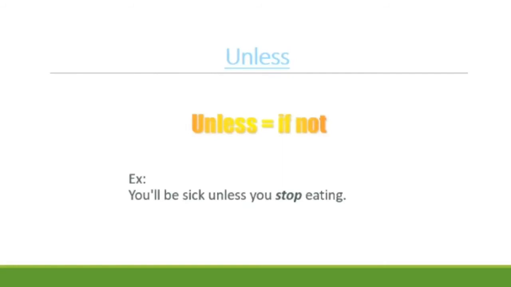So here we have unless. What does unless mean? Unless means if not. So both have the same meaning. When I have unless in a sentence, it means that I have if not. For example, you will be sick unless you stop eating is the same as when I say you will be sick if you don't stop eating. If you don't and unless are the same.